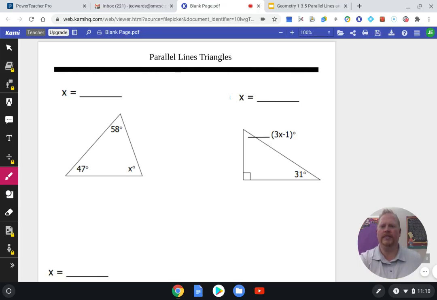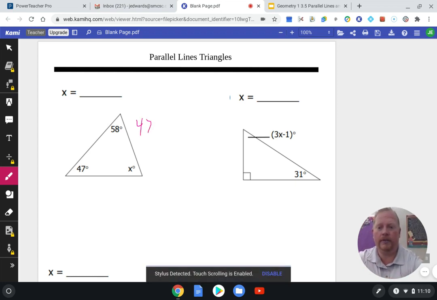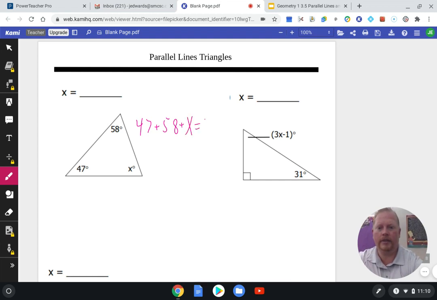So here we have a few examples. Let's take a look at it. Some of them might be very easy, like they give you two of the angles, figure out the third one. So technically you could go 47 plus 58 plus x equals 180. Add those two things together, and we're looking at 105 plus x equals 180. Subtract the 105, and you get 75.